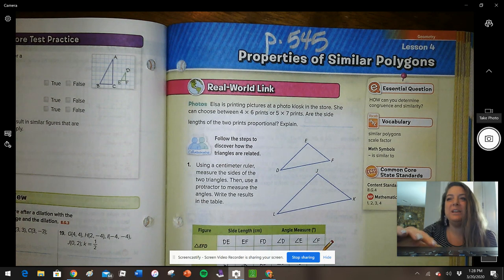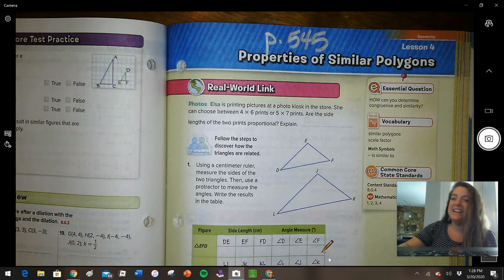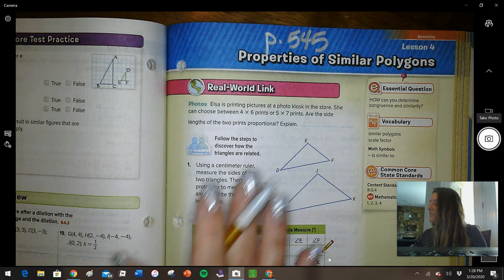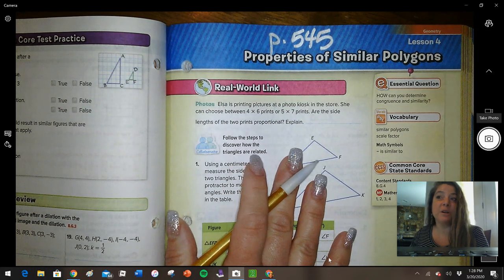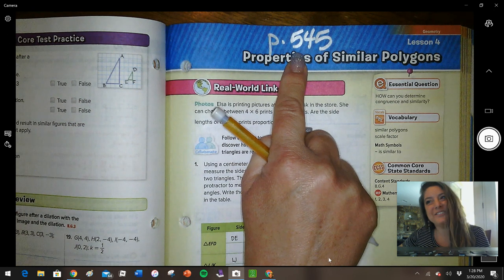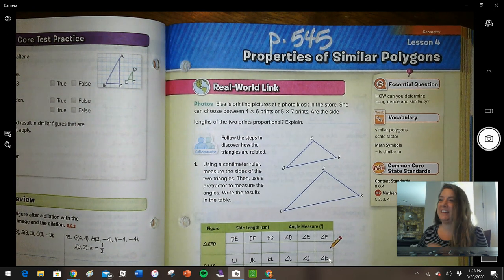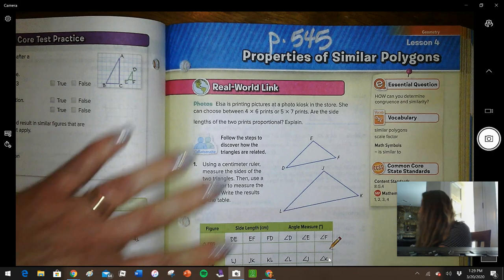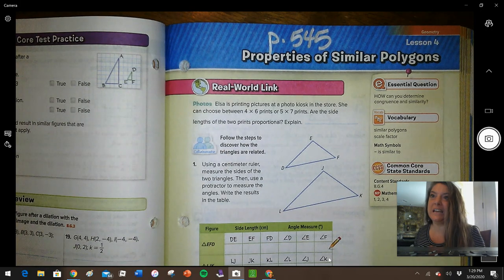Guys, so we are going to be doing similar figures again, but this time in our workbooks. So make sure that you go to page 545. Okay, so let's see what page 545 is all about. Actually, go to page 546. So let's go see what this is all about.